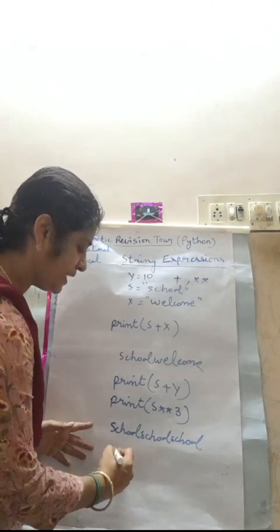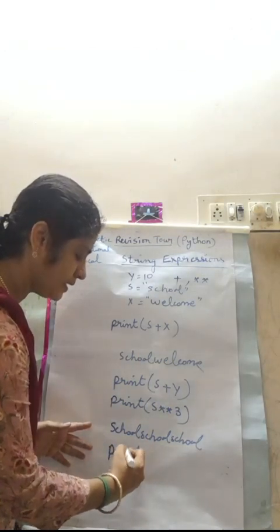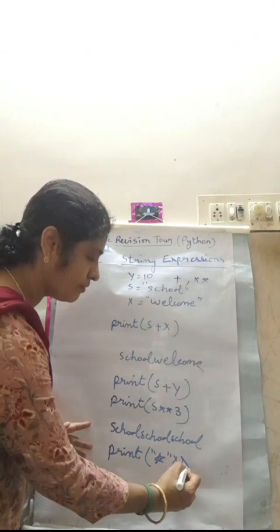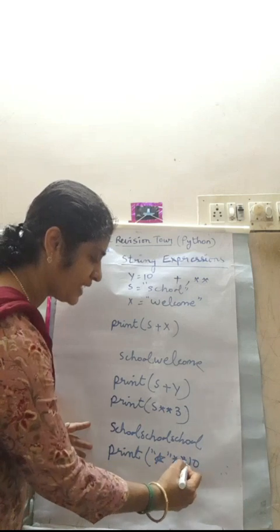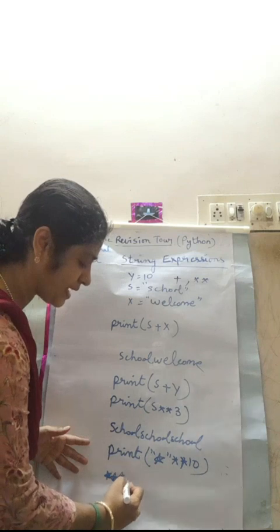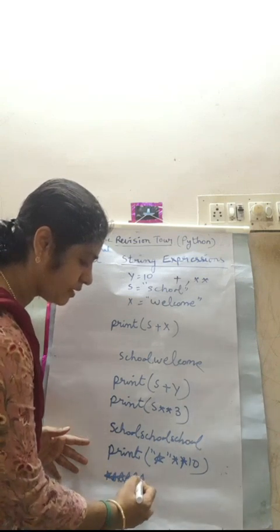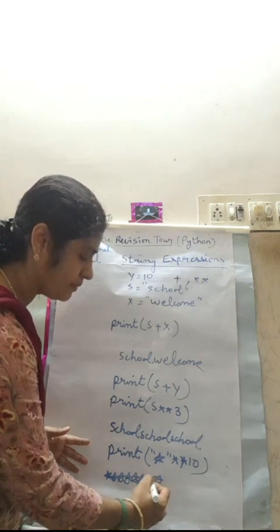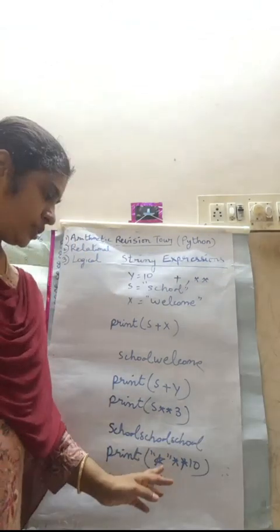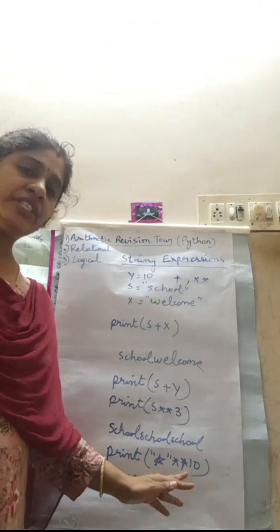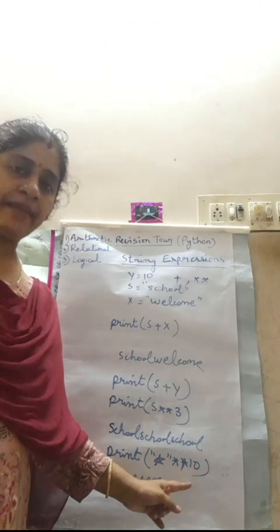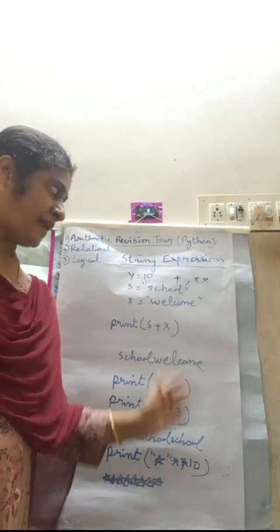Suppose I write print asterisk star for 10 times, then what will happen? You will get the output as star printed 10 times. When you are doing projects, you can use this for displaying the outputs. So in this way, the exponentiation operator is used to repeat the string as many times as you specify. So this is about string expressions.